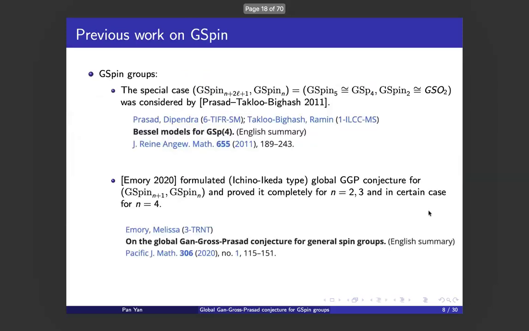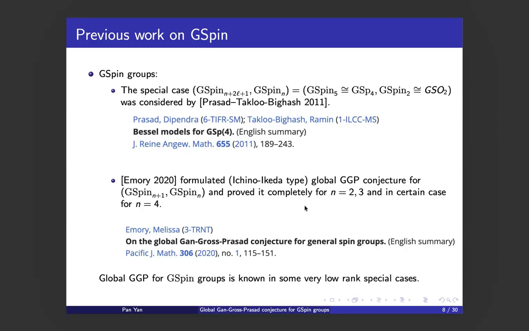Yes, that's a good question. In the case of GSpin(n+1) and GSpin(n), in other words when l is equal to 0, Melissa Emory formulated a precise formula between the Bessel period and the central L-value. That's the Ichino-Ikeda type GGP conjecture. That gives the explicit formula. She proved it for n equals 2, 3, and in certain cases for n equals 4.